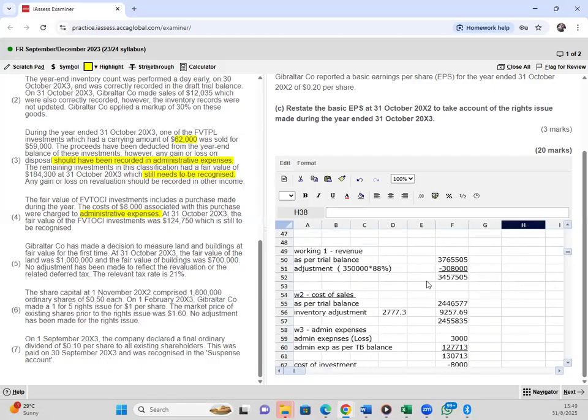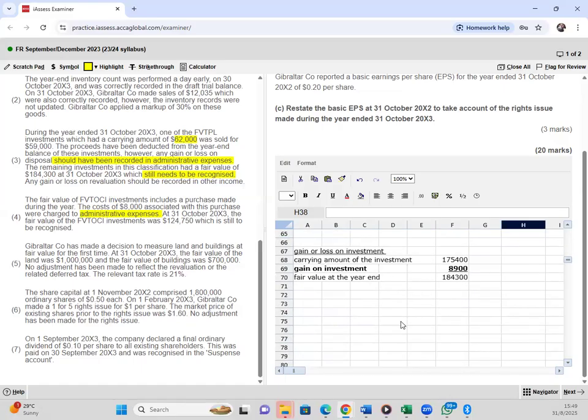Okay, let's move. So admin expenses at 31 October 2023, the fair value of the fair value through other comprehensive income investment was that, which is still to be recognized. But for this one, remember, it's not entered in the income statement, but it's entered to other comprehensive income. So let's calculate the fair value, but we are not going to take it to the income section. We'll put it to the other comprehensive income section below the income statement. So you can calculate the fair value changes.